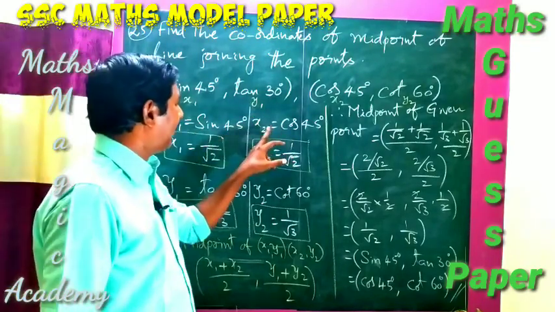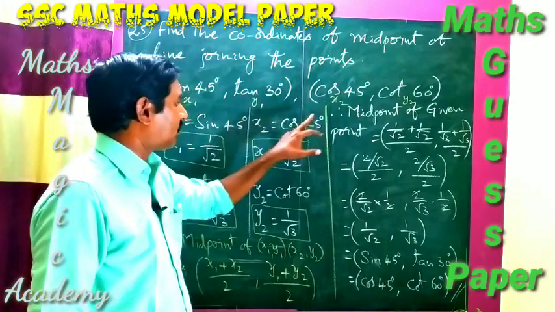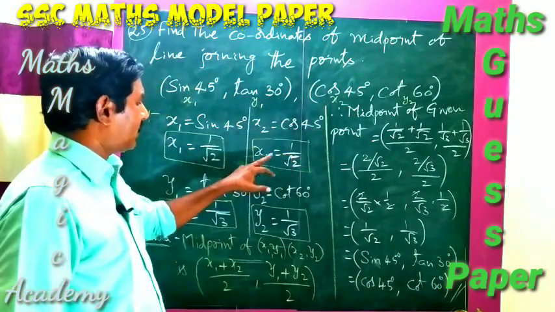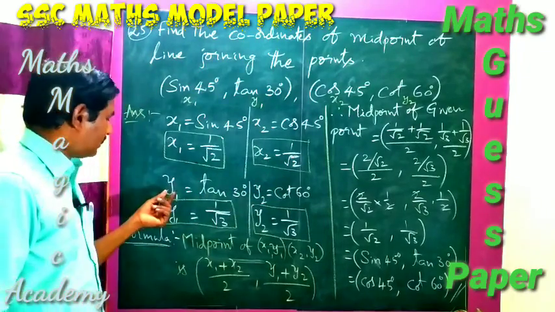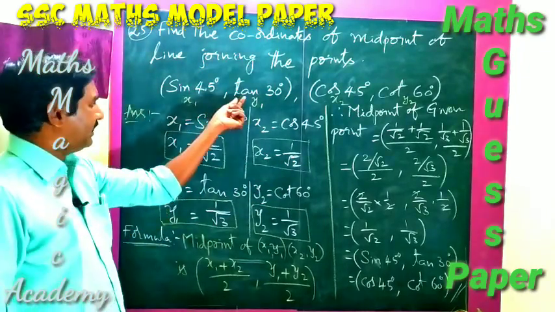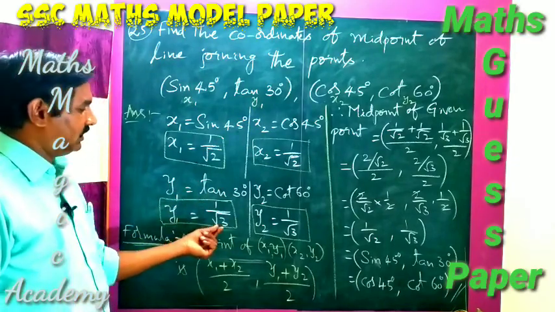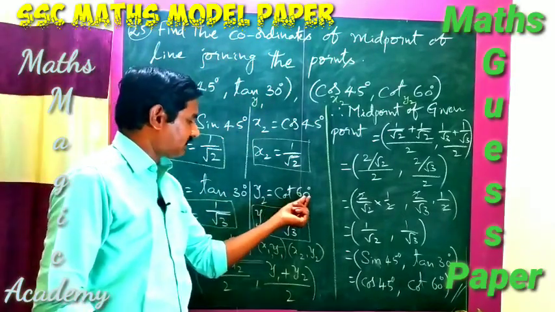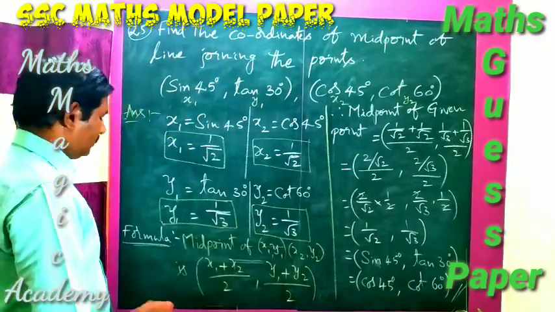Similarly, x2 in the second coordinate is cos 45. That cos 45 value is also 1 by root 2. And now, as per the trigonometric table, y1 is given as tan 30, and that tan 30 value is 1 by root 3. Like that, y2 is cot 60, and that cot 60 value is 1 by root 3.